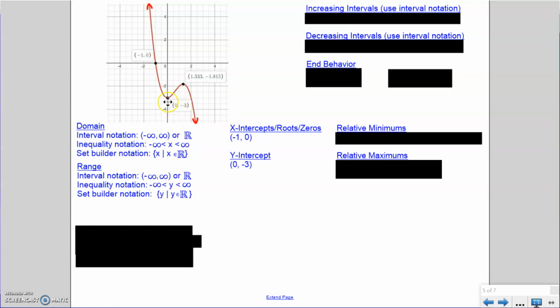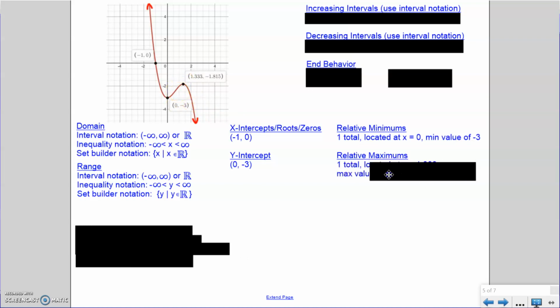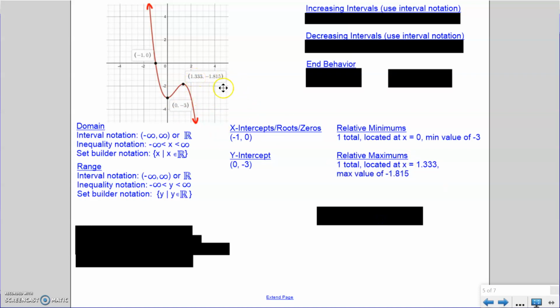Minimums, the bottom of a U is right here. So there's one total located at x equals 0. The value of the minimum is -3. Maximums, right here is the upside down U. So this is one total located at x equals 1.333. Should be a fraction, but that's okay. And the value is -1.815.